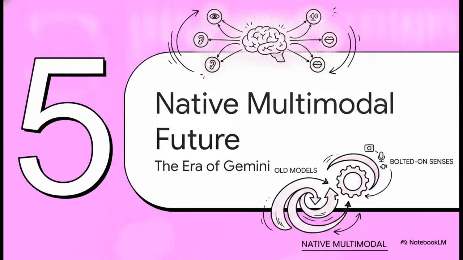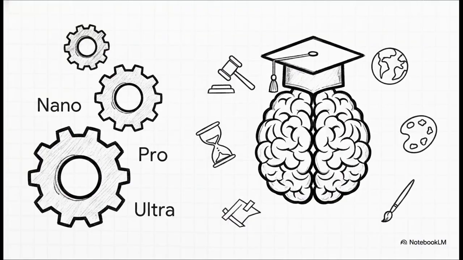And that brings us to our final section, Section 5, the native multimodal future, the era of Gemini. We are finally moving past models with these bolted-on senses to ones designed natively for multimodality from the ground up. Enter Gemini. Gemini comes in 3 sizes: Ultra for highly complex tasks, Pro for scale, and Nano for on-device applications.